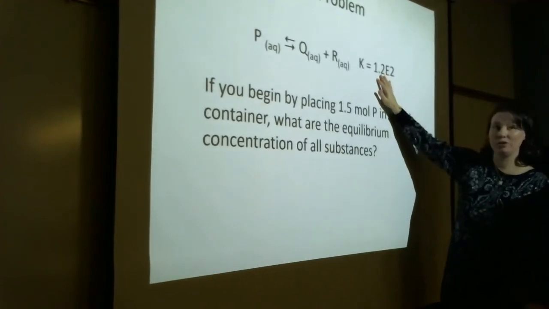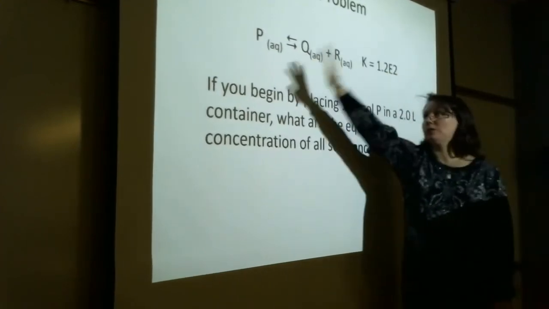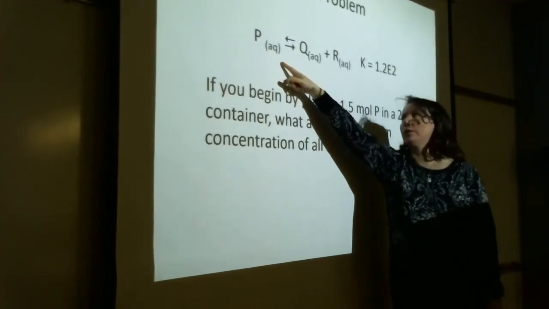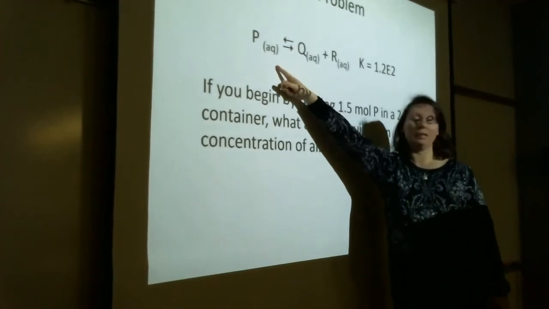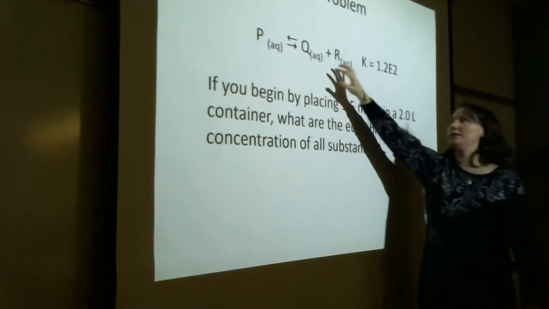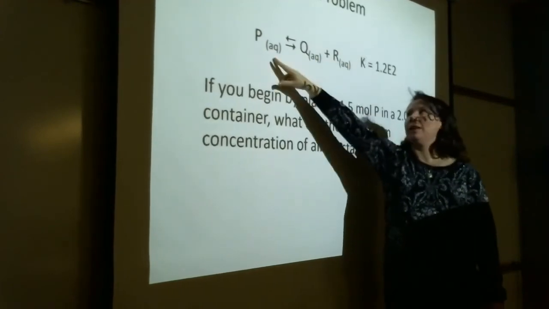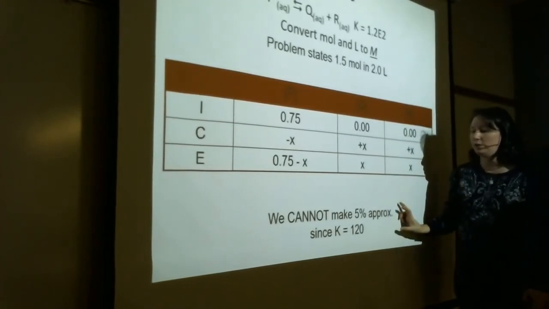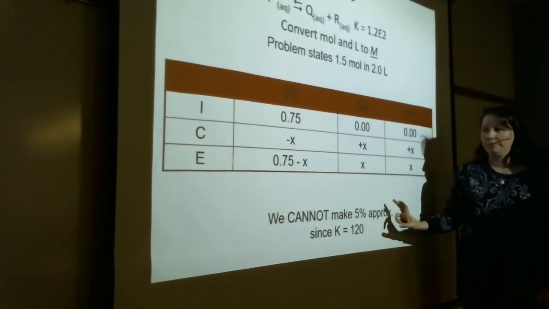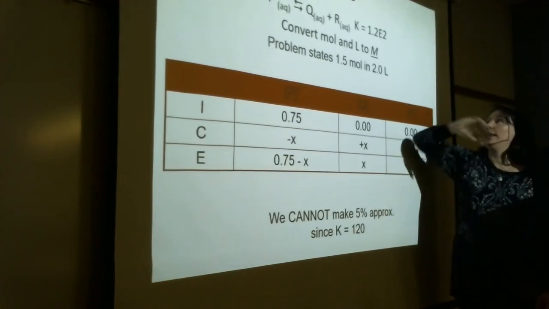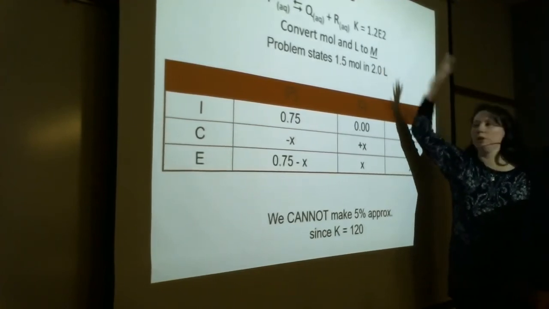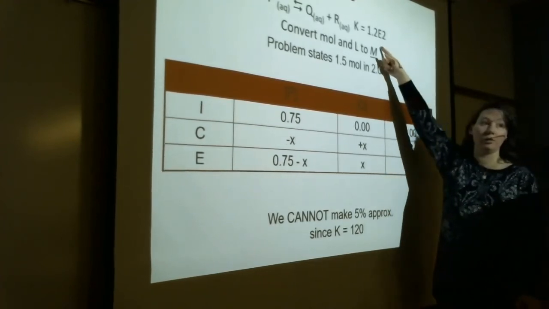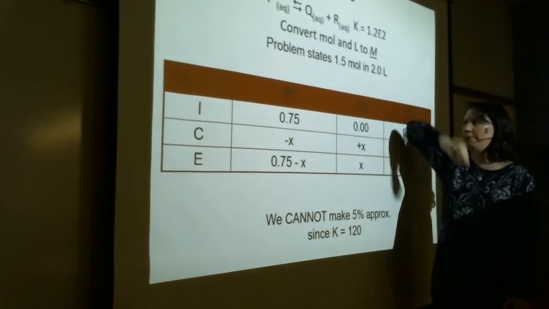If K has a value of 120, that means I cannot assume that the concentration of P is not going to change very much during the course of this equilibrium. I'm going to assume that it's going to change a lot, because now it's product favored. That means these concentrations are going to go up a lot, and this is going to go down pretty significantly. So the trick here is that you can't make the 5% approximation. You've got to do this the long way. Always look at your value of K before you decide if you're making the 5% approximation or not. Because if your K is greater than 1, you can't do that, not allowed, okay?